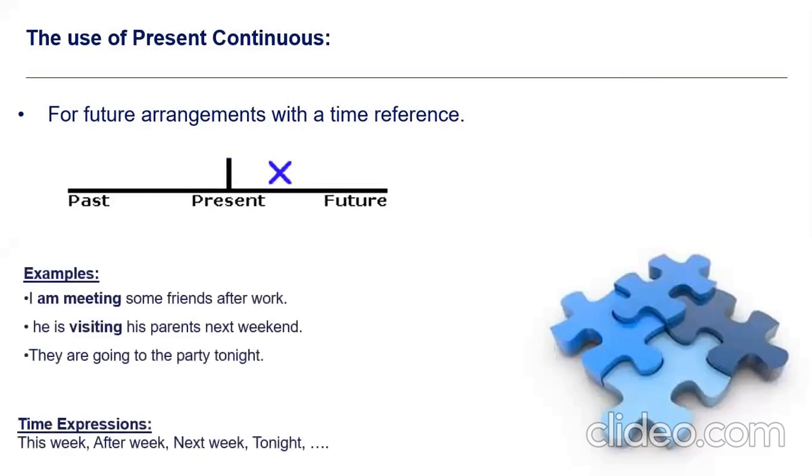Now, have a look at these sentences. I'm meeting some friends after work. He's visiting his parents next weekend. They are going to the party tonight. These are actions which are expressing a future arrangement. And we have time expressions also, which are used to talk about future arrangements, such as this week, next week, and tonight.